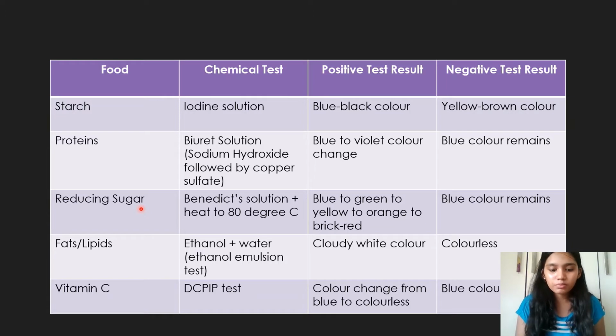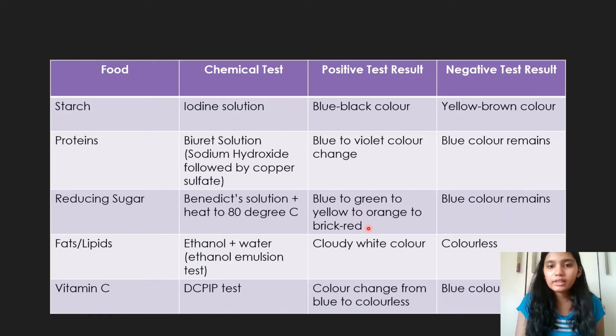Then you get a mark for stating the positive test result. Always remember to state the color change. Don't just state orange or brick red. State blue to orange. Okay. It's very interesting to note that there are a variety of color changes seen here: blue to green to yellow to orange to brick red.